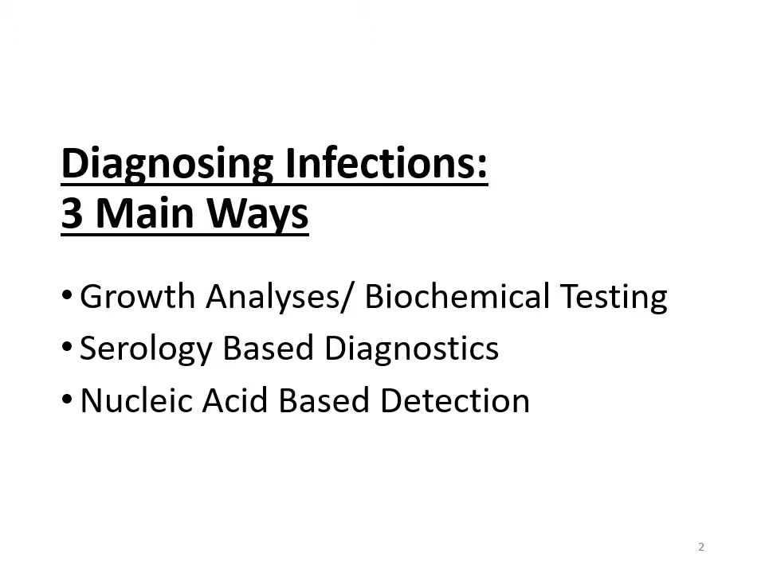Okay, so the three main ways we have listed here are growth analyses or biochemical testing, which is the first one. And you'll notice this first one is actually what we do in microbiology class lab, when you work with things like selective or differential media. So basically, growth analyses and biochemical testing is looking to see how different organisms grow on different types of media to help narrow down or identify which infection is present.